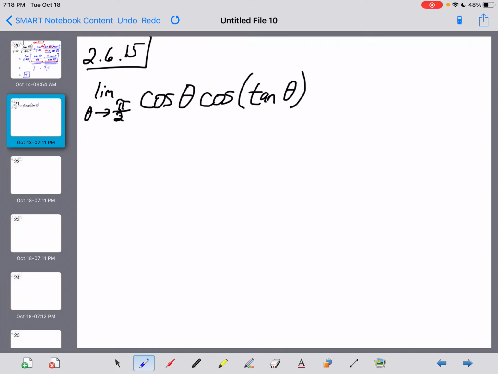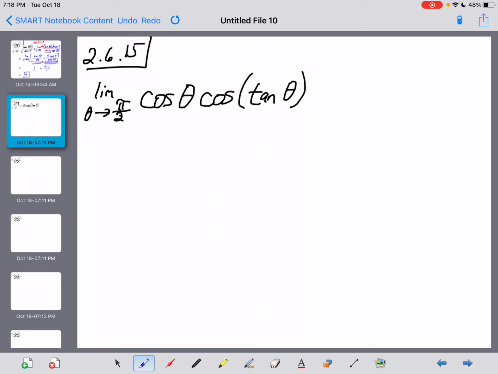Okay, section 2.6, number 15. It helps to read the directions, everybody, which I didn't do at first. We're supposed to evaluate this using the squeeze theorem. This is kind of an interesting problem, and it didn't jump out at me as a squeeze theorem problem right away because of the double cosine. But now that we know that, all right, let's take a look at what we can do.